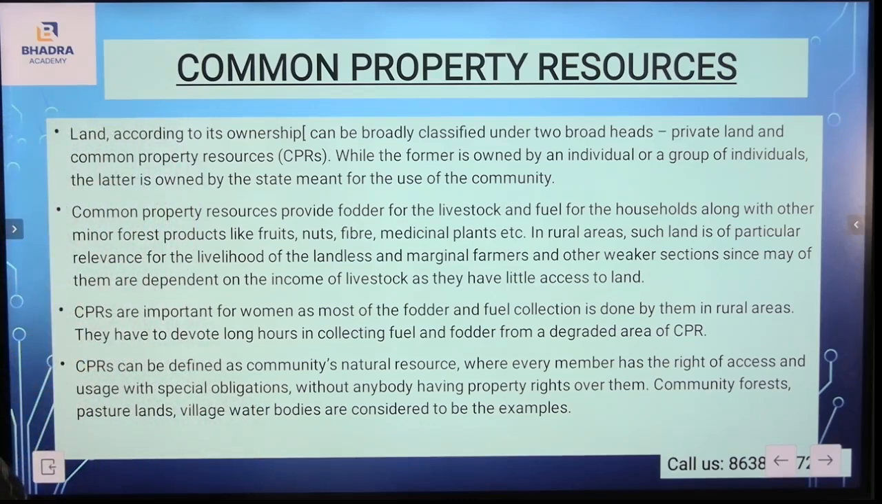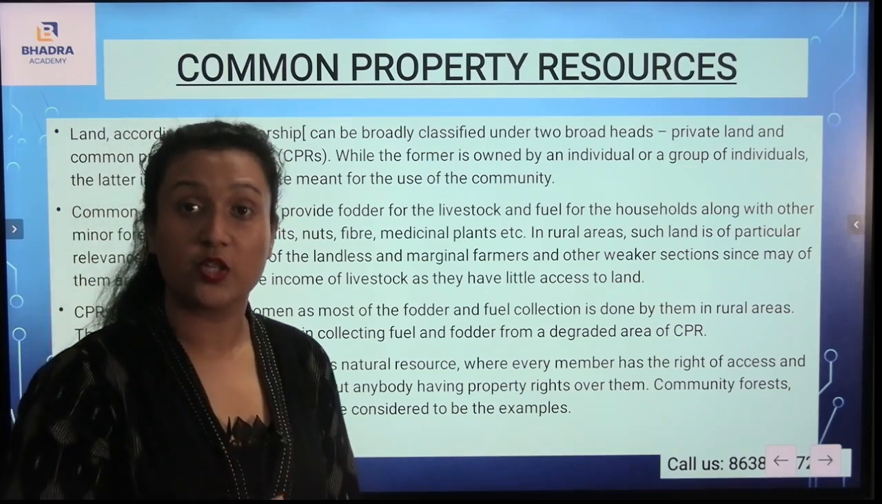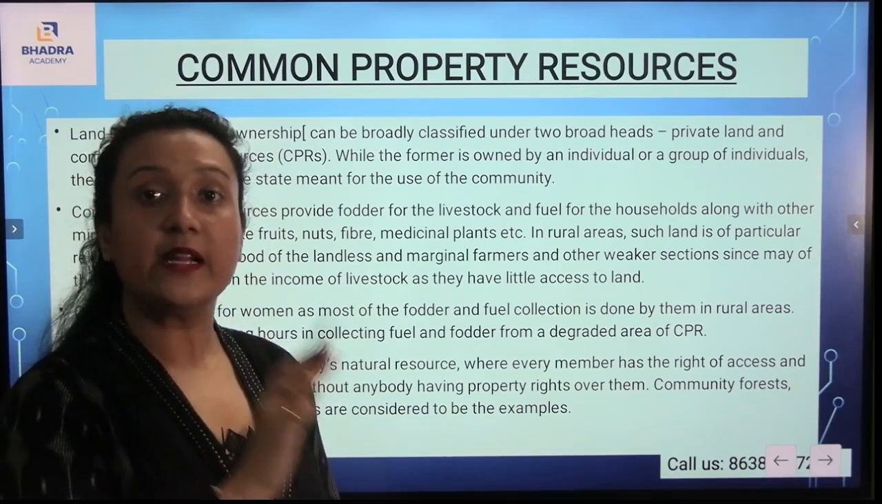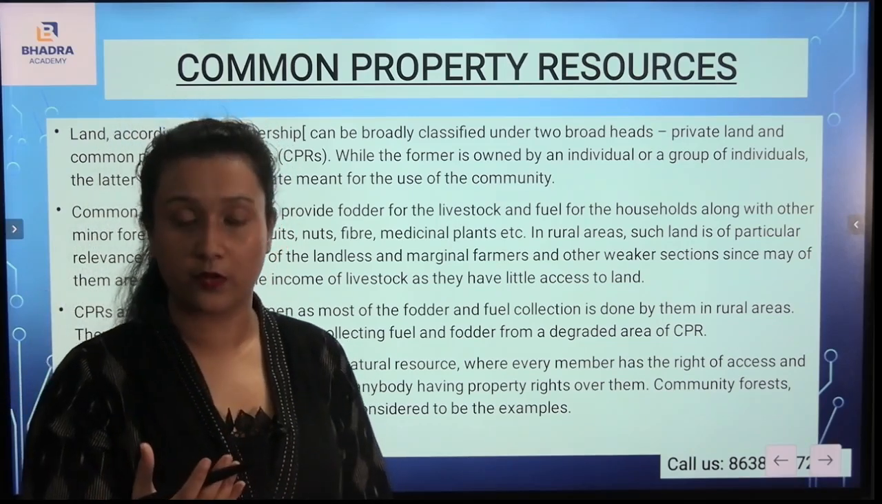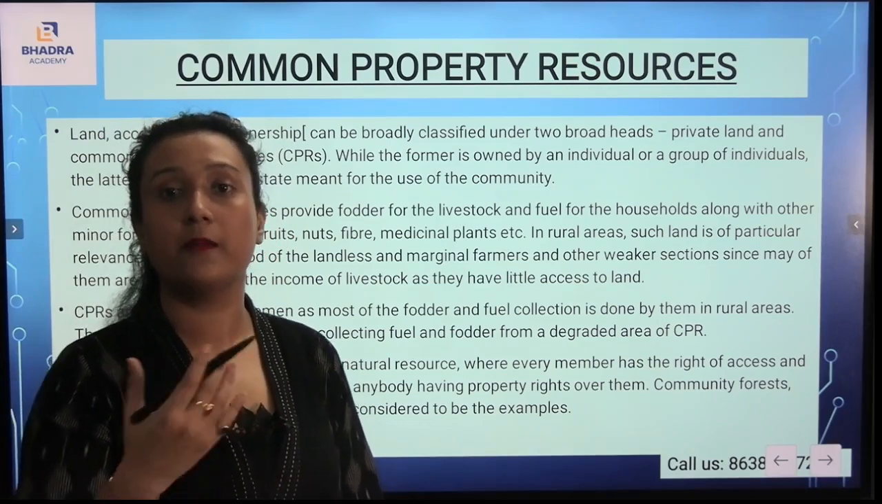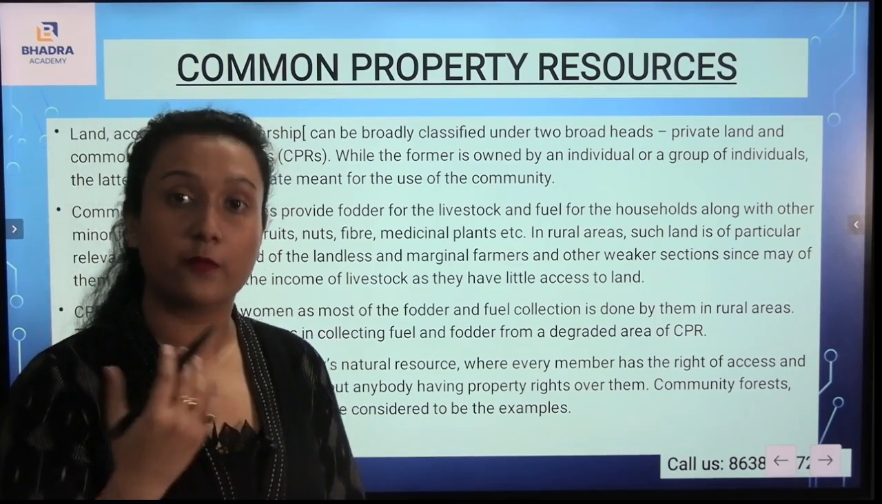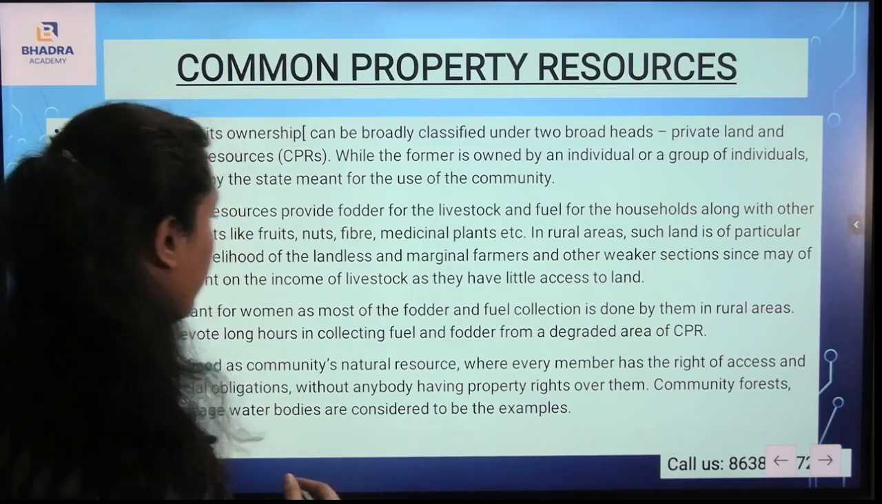Common property resources are important for women, as most of the fodder and fuel collection is done by them in rural areas. They have to devote long hours to collecting fuel and fodder from the degraded area of the common property resources. How? First of all, they will be collecting fuel and fodder. Fuel here means wood. In most areas, they collect wood for fuel, because with the help of fuel wood they do the burning, which means cooking food. Other fodder is collected from those forests which are under the common property resources. From there also they will be earning some meager income.